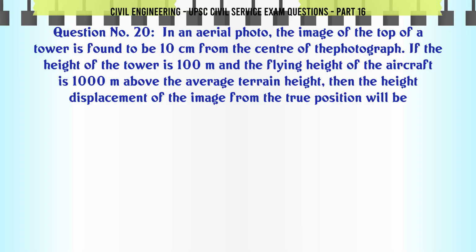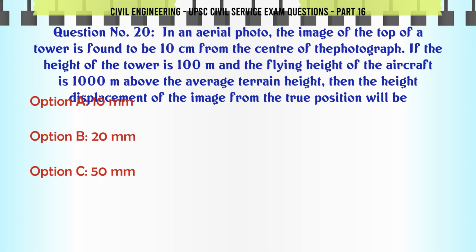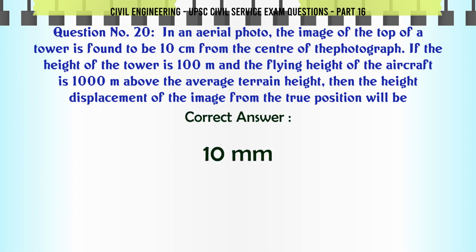In an aerial photo, the image of the top of a tower is found to be 10 cm from the center of the photograph. If the height of the tower is 100 m and the flying height of the aircraft is 1000 m above the average terrain height, then the height displacement of the image from the true position will be A 10 mm, B 20 mm, C 50 mm, D 100 mm. The correct answer is 10 mm.